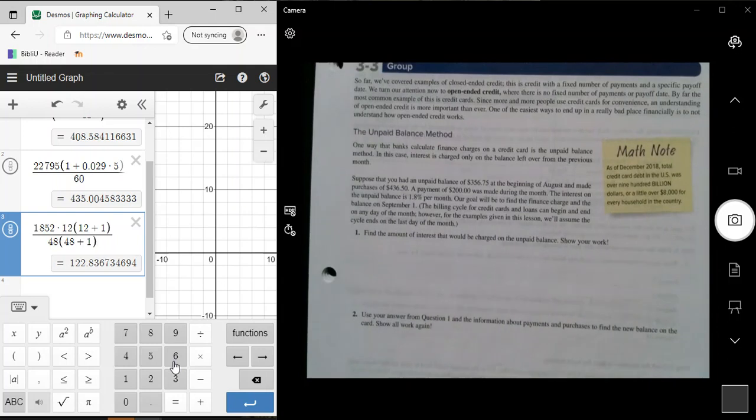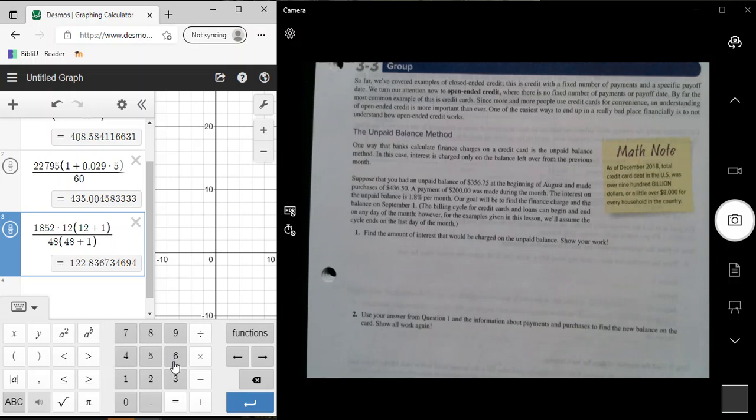Let me read this paragraph. It says, so far we've covered examples of closed-ended credit. This is credit with a fixed number of payments and a specific payoff date. We turn our attention now to open-ended credit, where there is no fixed number of payments or payoff date. By far, the most common example of this is credit cards. Since more and more people use credit cards for convenience, an understanding of open-ended credit is more important than ever. One of the easiest ways to end up in a really bad place financially is to not understand how open-ended credit works.